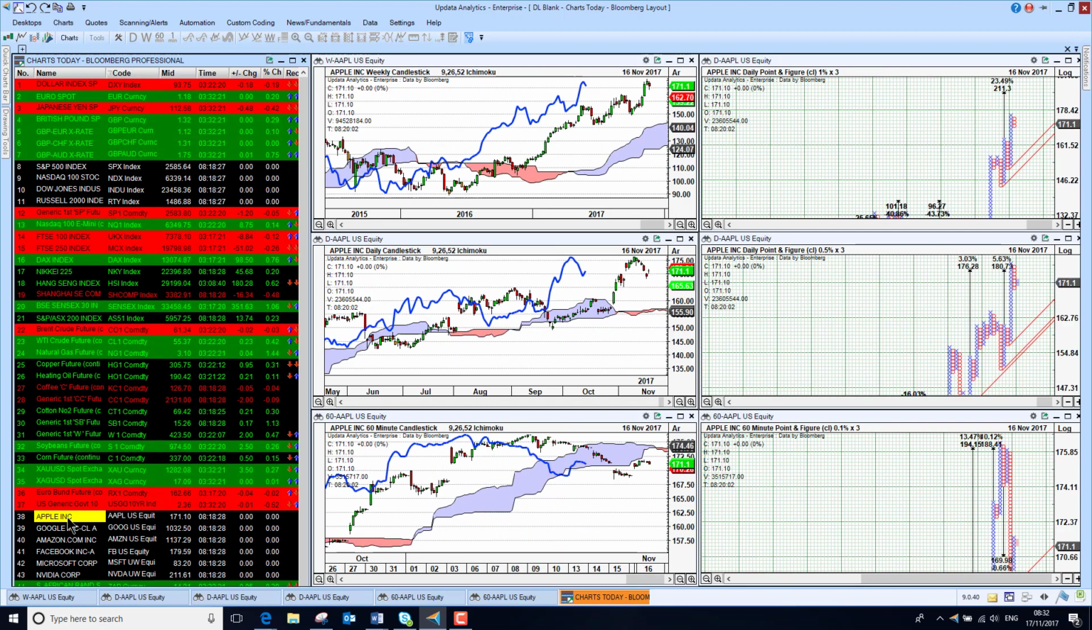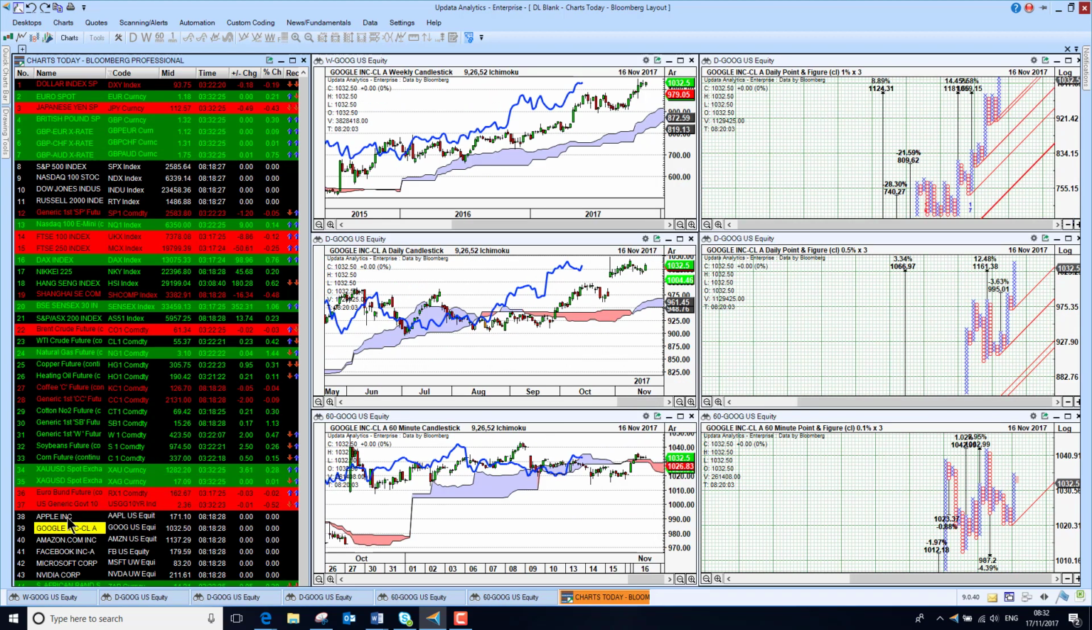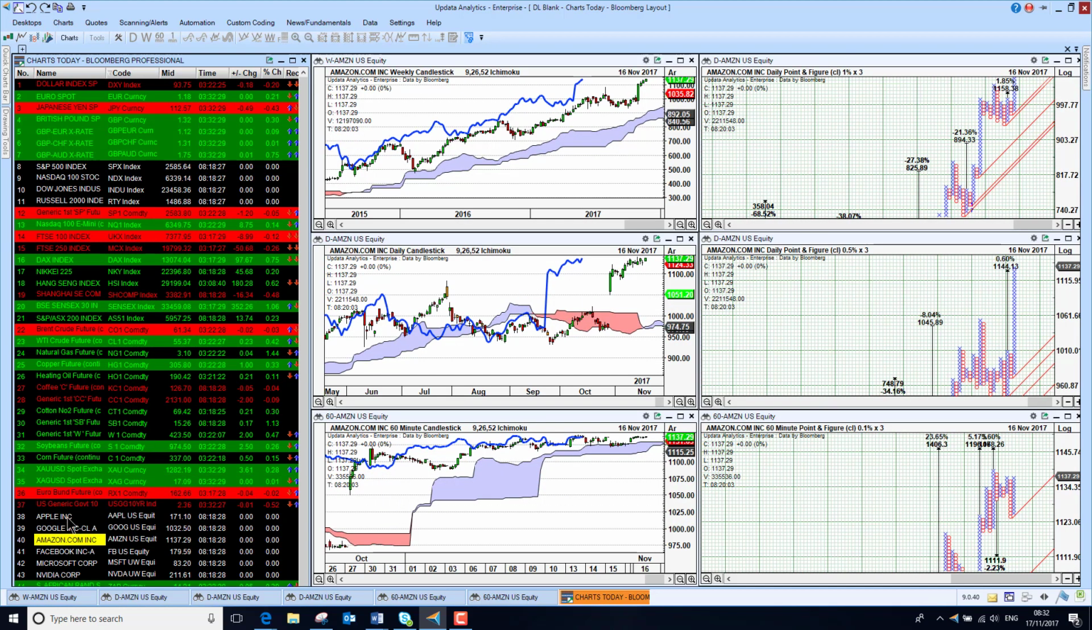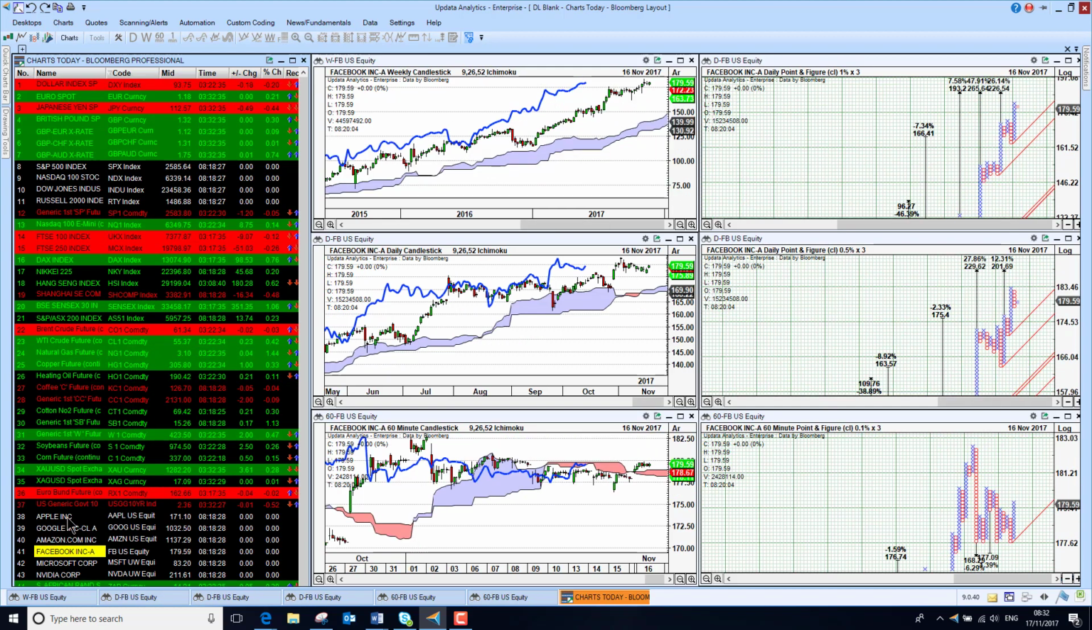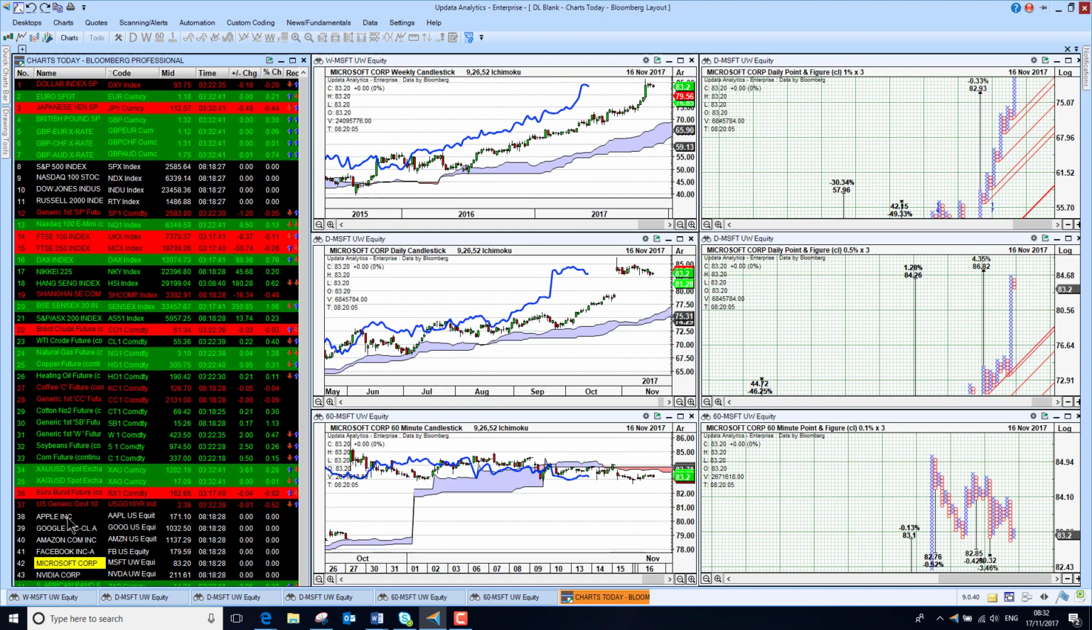Apple recovering quite strongly, still looking bullish on all three time frames. Google is just holding on all three time frames as well. Amazon, having jumped a few weeks ago, holding on to those gains, really looking very strong. Facebook nudging that 180 level again, looking strong again. And if we look at Microsoft, also looking pretty strong, although just starting to wander away a little bit there.